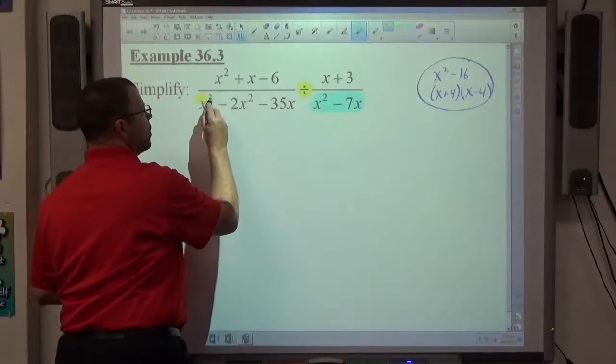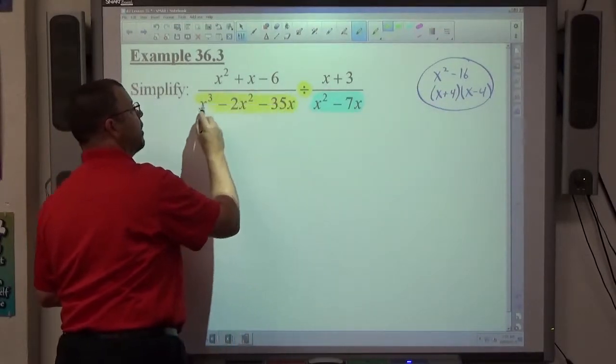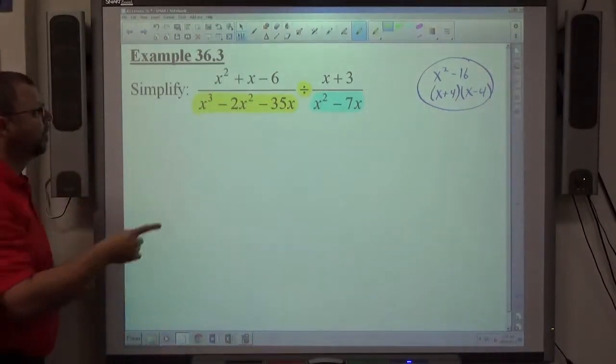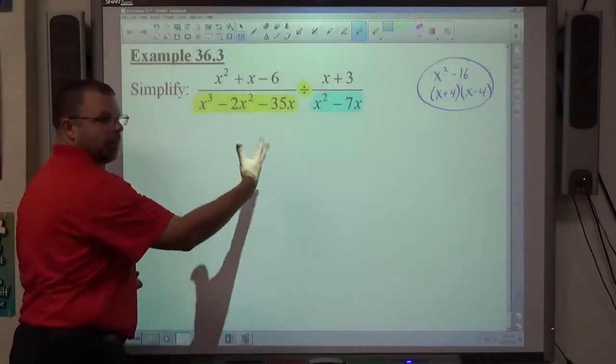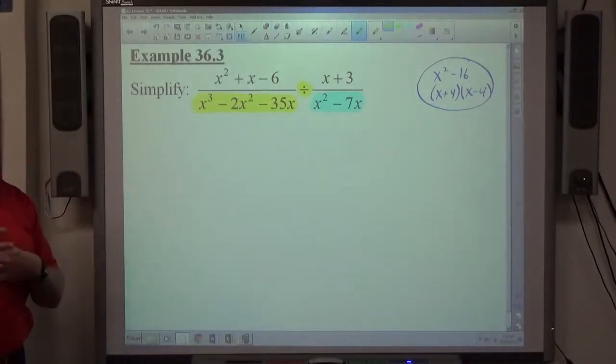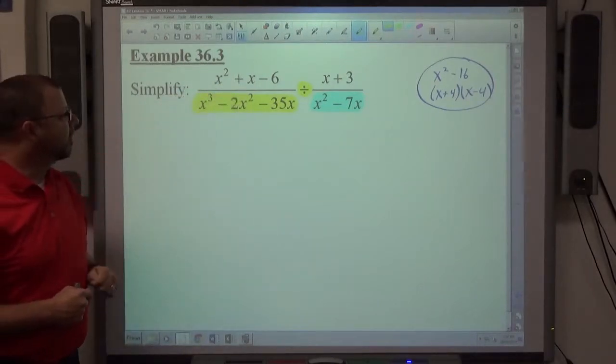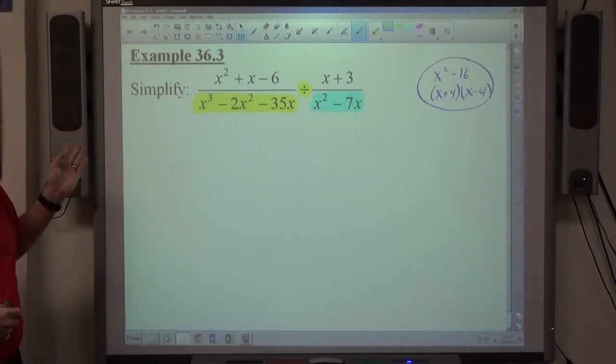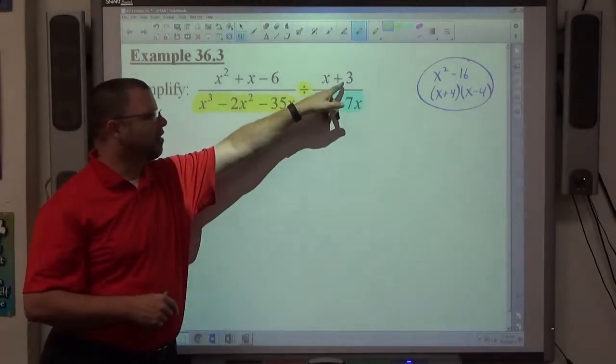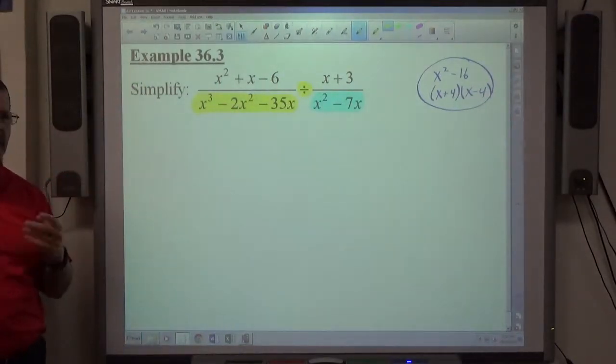Same thing here, x cubed minus 2x squared minus 35x. We don't know how to factor anything cubed, but x is a common factor of everything. We can pull that out also. So always look for greatest common factor as an option when you're factoring. X squared plus x minus 6 is your trinomial, like the first two examples. X plus 3 is not factorable. If x is to the first power, you can't do anything to it.